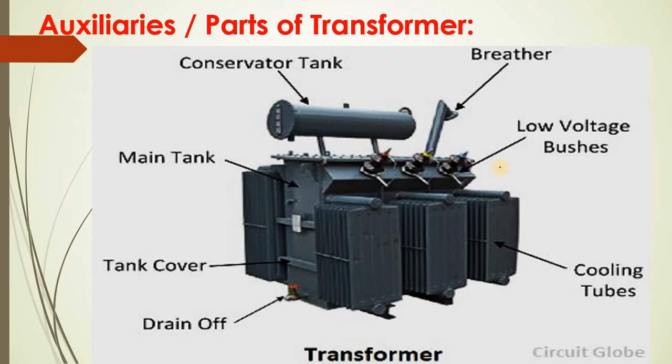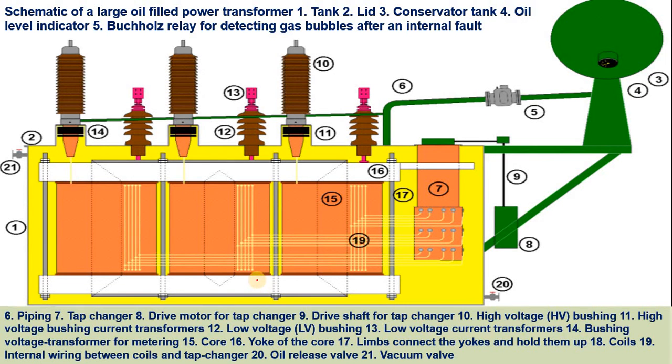Then this one is the low voltage bushing. Next there are cooling tubes or cooling fins. Then there is a drain off. We will see all this in the coming slides. So here you can see the internal structure of the transformer. In the internal structure, you can see how the transformer looks. First it is the transformer tank.